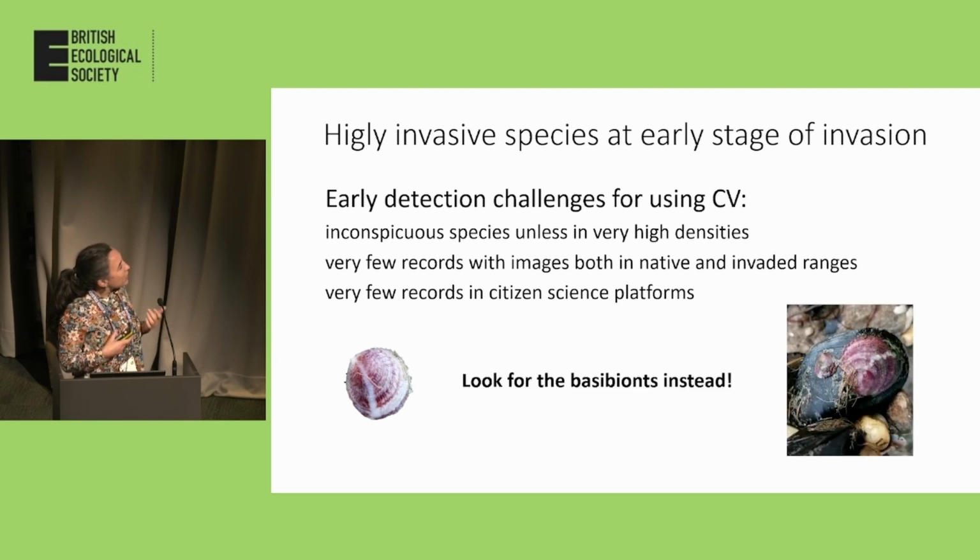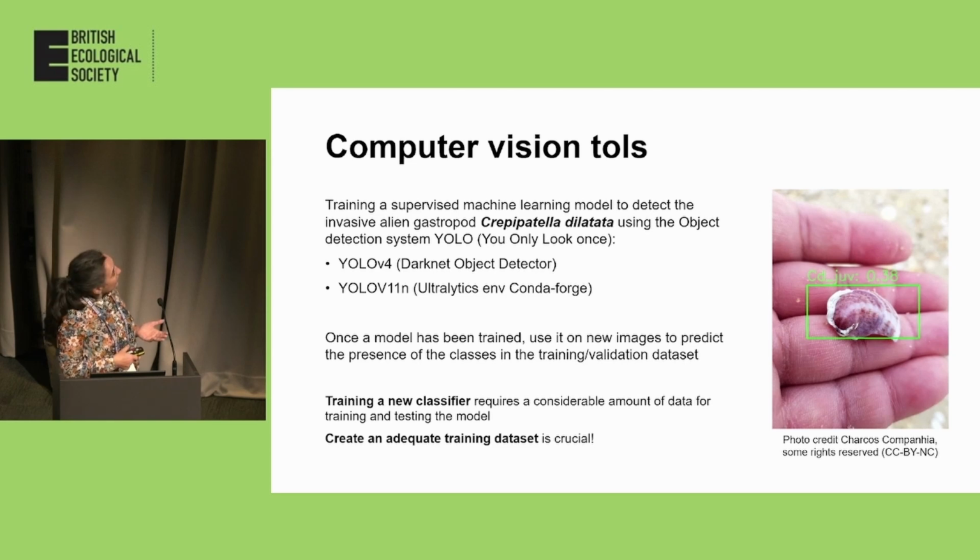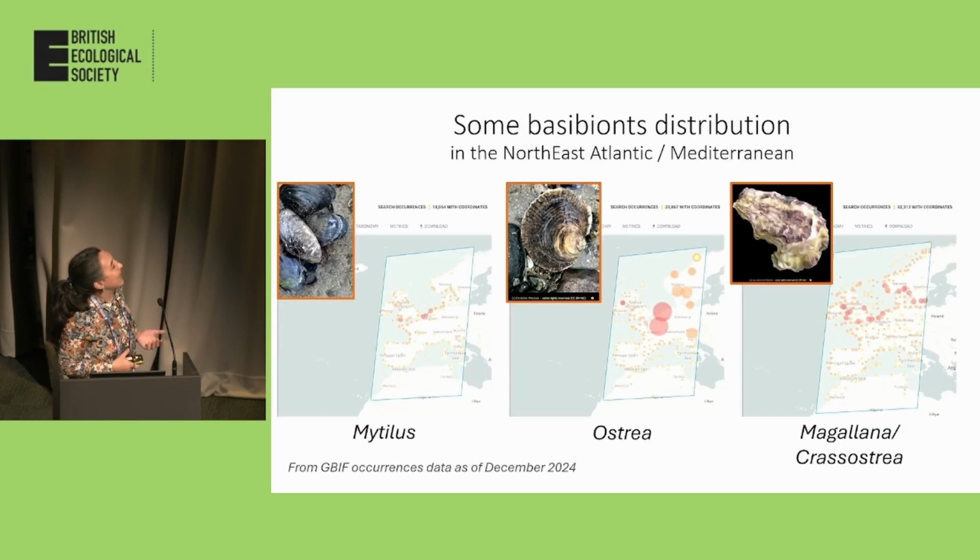And so we thought, okay, why don't we look for the basibionts instead? Because it's a very common species, I'm sure it will have a lot of images, even in citizen science platforms. So our strategy was to look at those species in our region that we realized were the 90% of the basibionts encountered, very small, in litter rocks or other litter on the beach. Most of them are really well spread in Europe. So I guess you could see the potential for these species also to colonize many of our coastal environments.